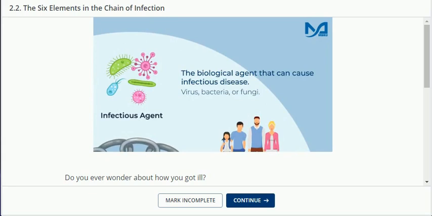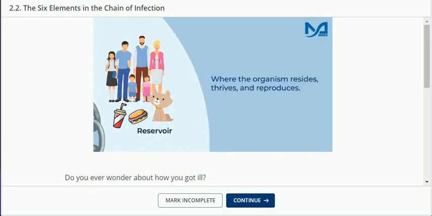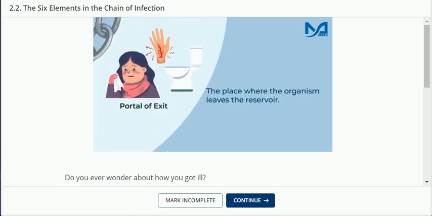The second element is the reservoir, or the place where the infectious agent lives. It can be a person, an animal, soil, food, water, etc. Then we have a port of exit, which is the way the agent leaves the body. This can happen through the mouth if a person coughs or sneezes, through a cut if a person is bleeding, during diaper changes or toileting.